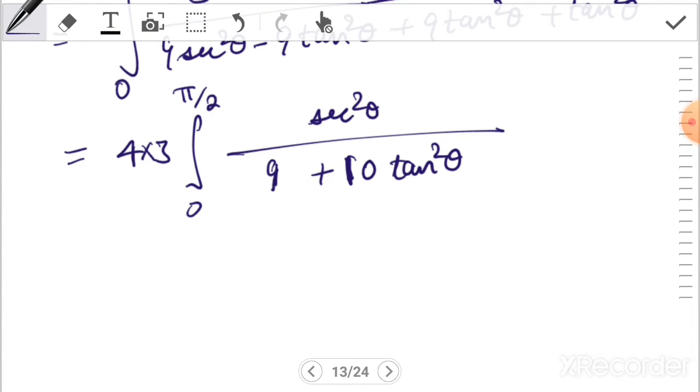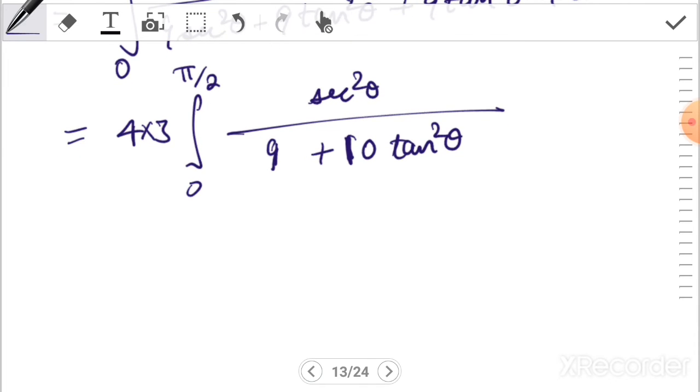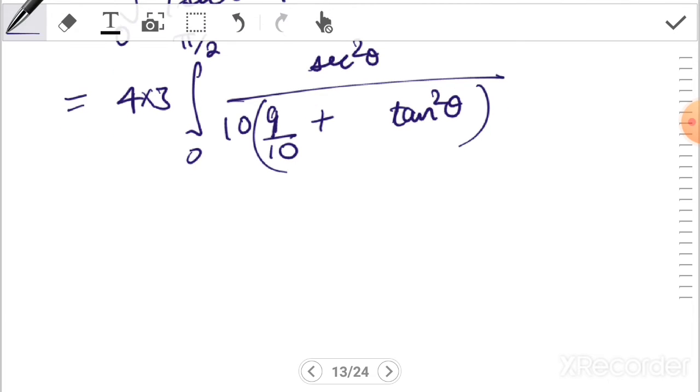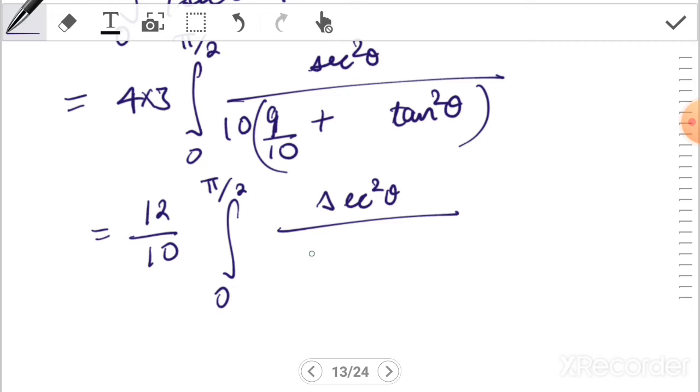Okay. Now let us take 10 common here. So this will become 9 by 10. Now 4 into 3, that is 12. 12 by 10, 0 to pi by 2, sec square theta by 9 by 10 plus tan square theta. Okay.